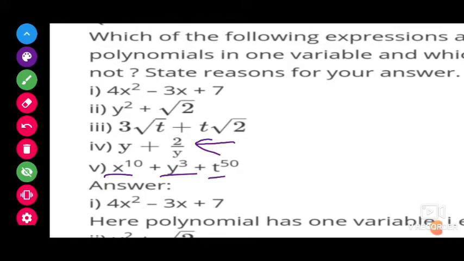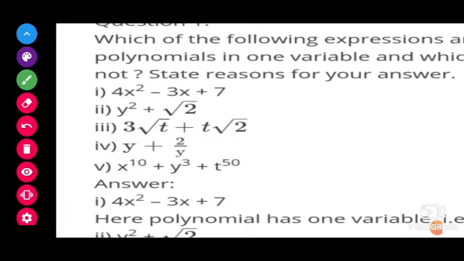How many variables are we having? x is one variable, y is one variable, t is one variable. So this is an expression having three variables, not one variable. So this is not a polynomial in one variable.